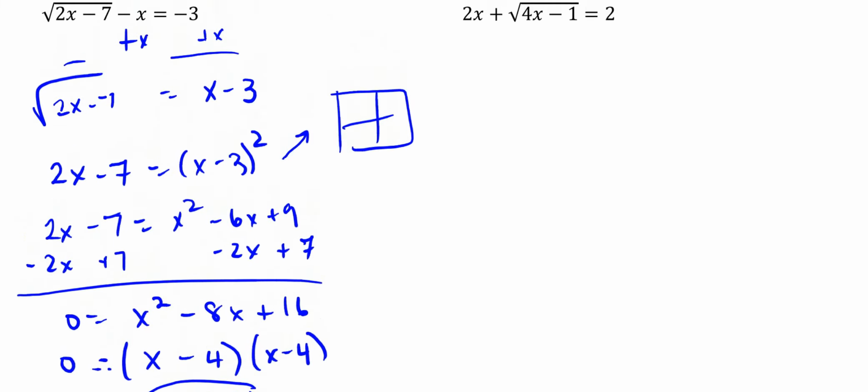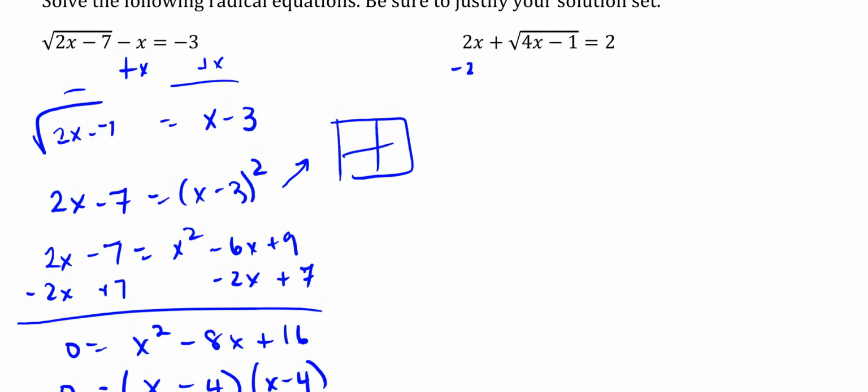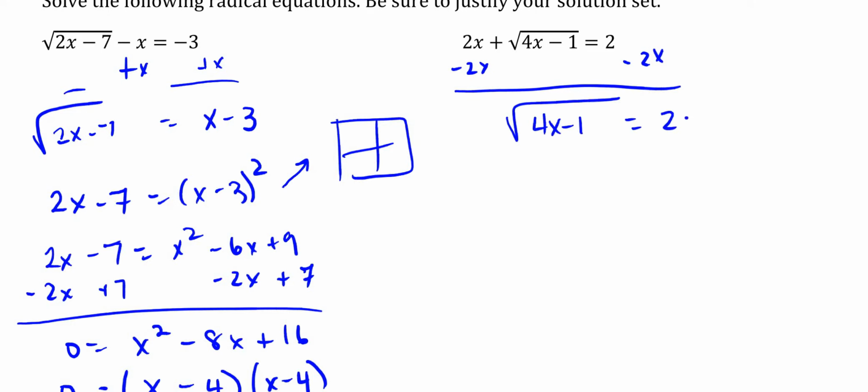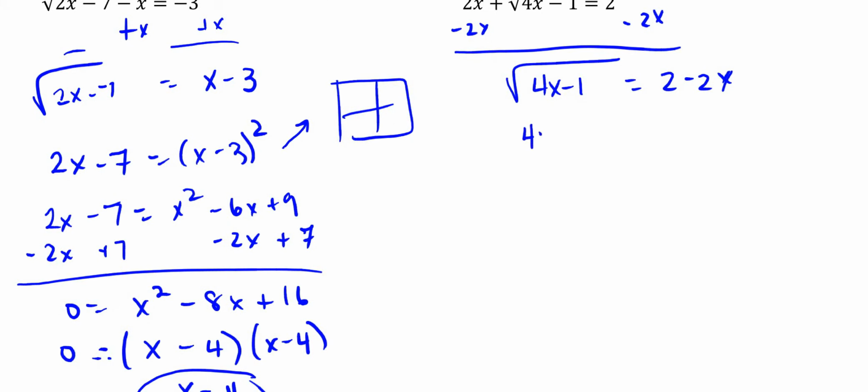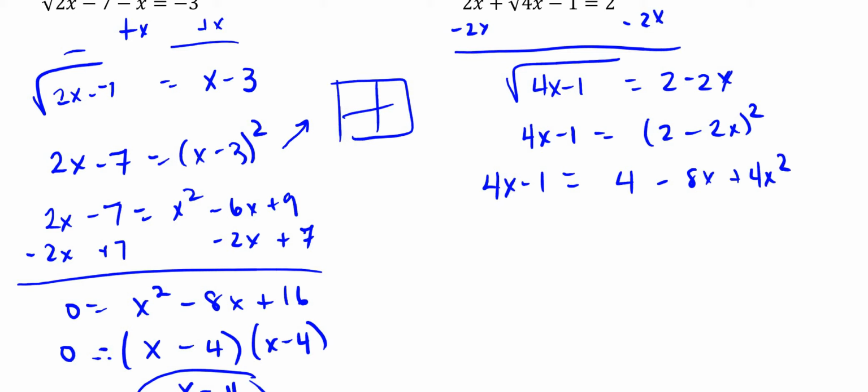Let's take a look at the next one. So I'd start by subtracting 2x. So I'd have the square root of 4x minus 1 equals 2 minus 2x. Square both sides again, so I have 4x minus 1 equals 2 minus 2x squared. That gives me 4x minus 1 equals 4 minus 8x plus 4x squared. Again, if you don't know where I'm getting that from, just go through and multiply it all out. Make your boxes, and you'll get the same answer, I promise.